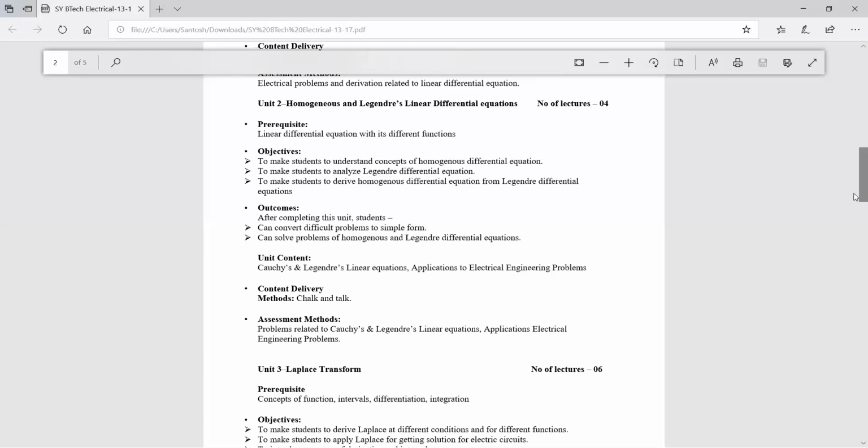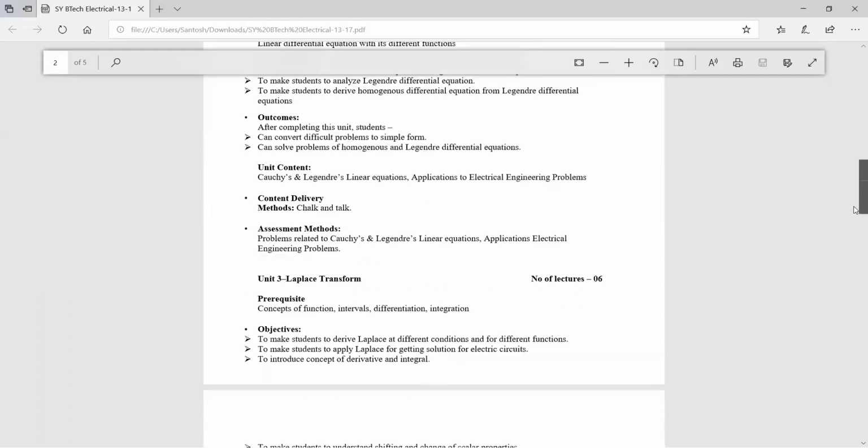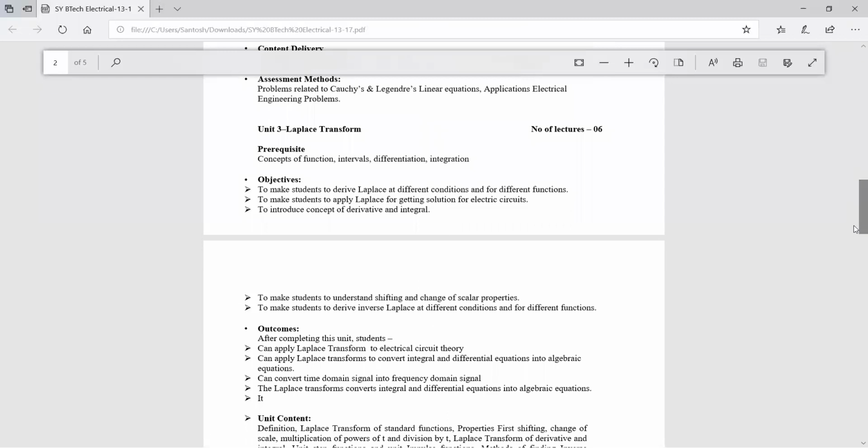Now topic number 3, Laplace transform. Laplace transform is used to solve a differential equation that may be related to mechanical engineering, electrical engineering, or civil engineering. This paper is related to electrical engineering, so we use the Laplace transform here to solve a differential equation related to electrical engineering.